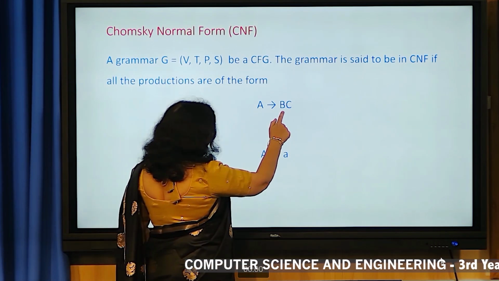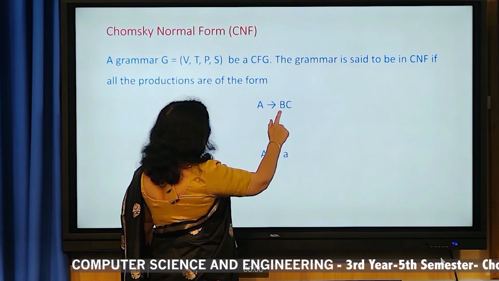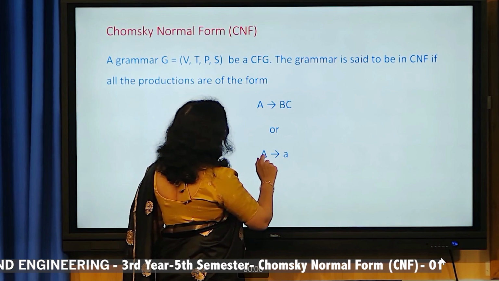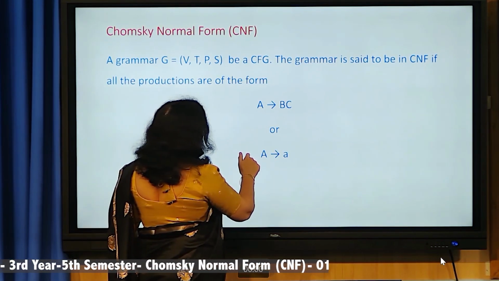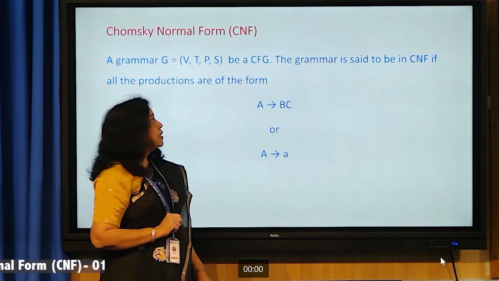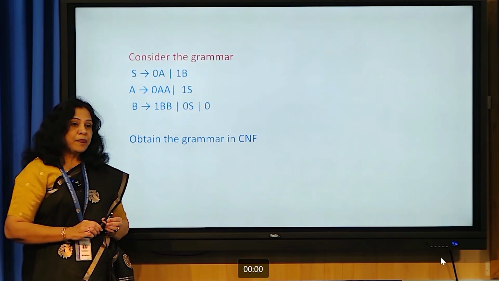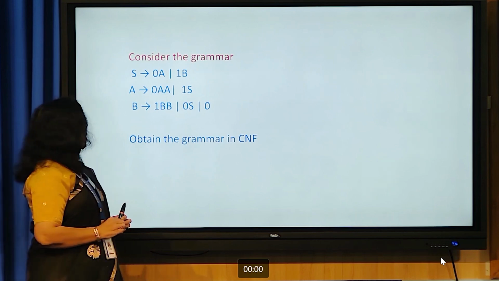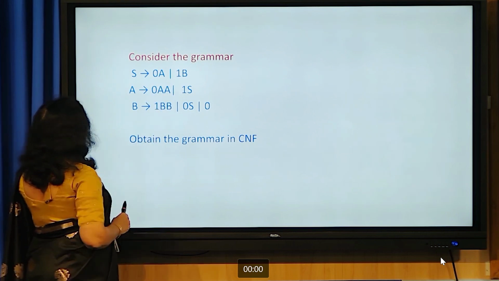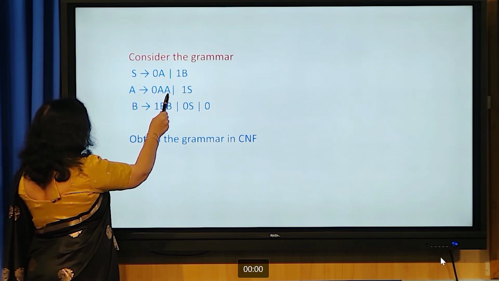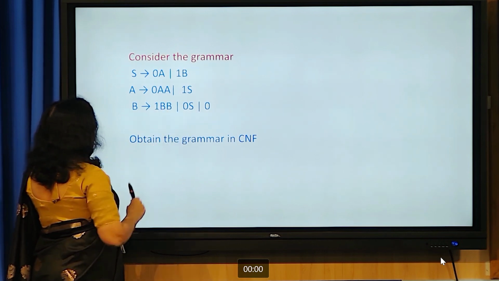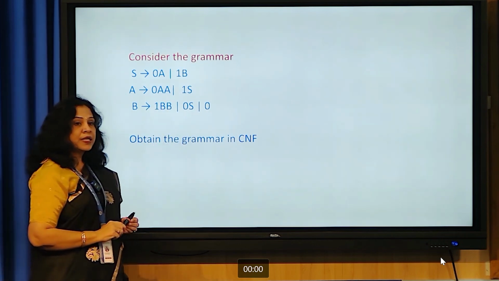In the right hand side, if we are having variables, we will have two variables, and if there is a terminal, there will be one terminal. If the grammar is of this form, then we say the grammar is in CNF. Now let's take up a problem on CNF. Consider the grammar S produces 0A or 1B, A produces 0AA or 1S, B produces 1BB or 0S or 0. Obtain the grammar in CNF.